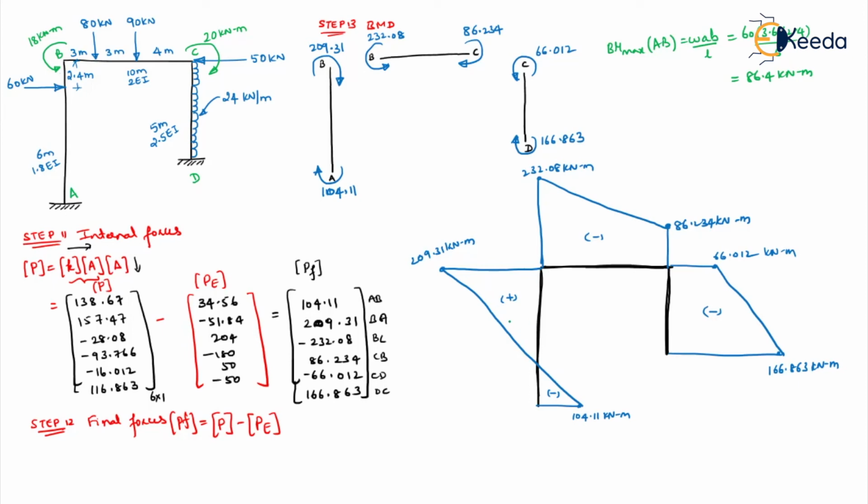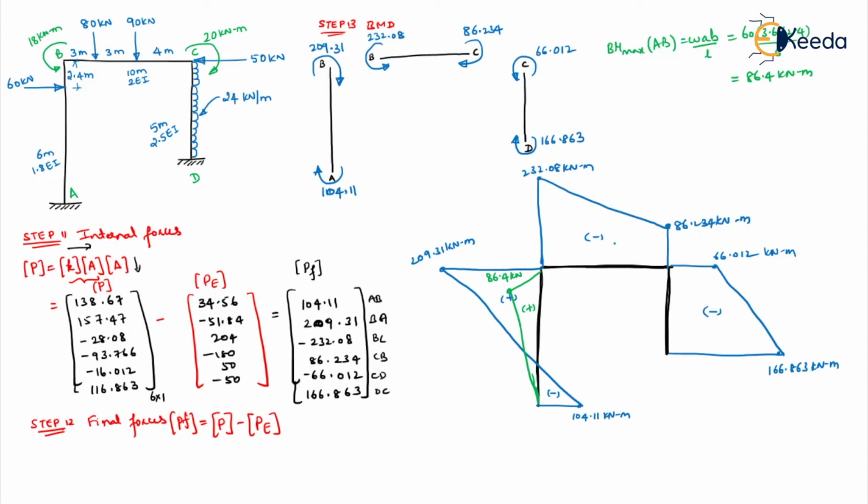So 86.4 will come somewhere, say for example here. Wherever there is no load, your bending moment is linear. So it will be a triangle like this. Right. So this is how much? 86.4 kilonewton meter. So this will sag the beam. So this will be the positive portion.